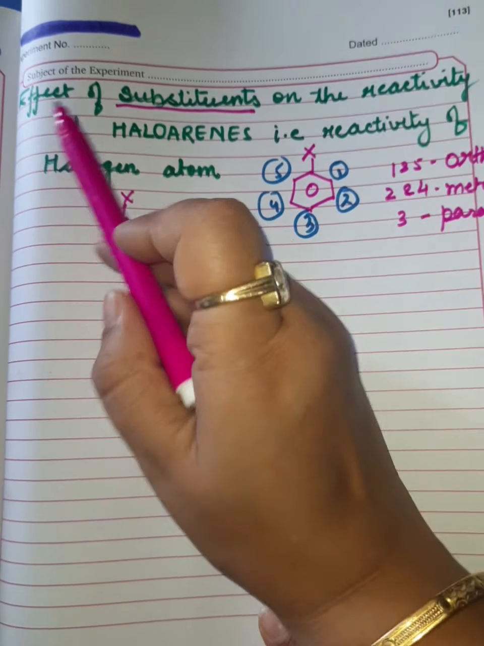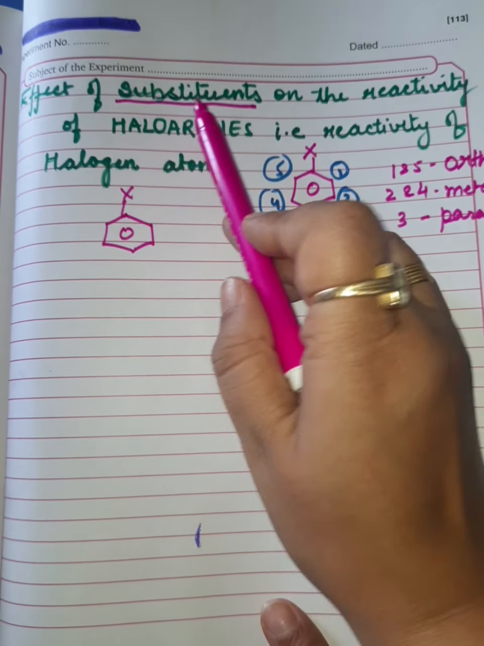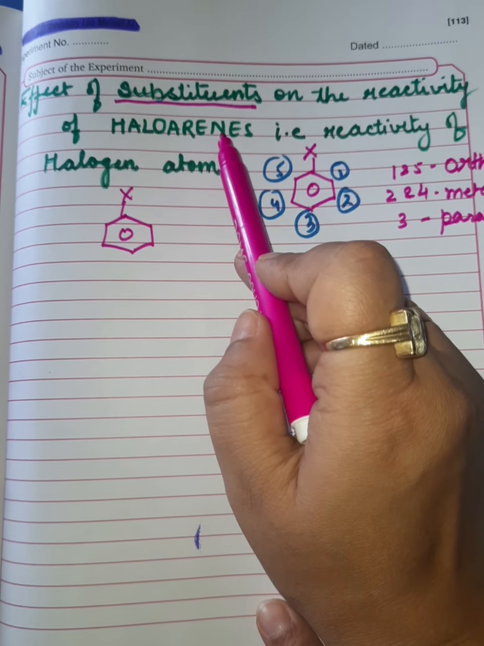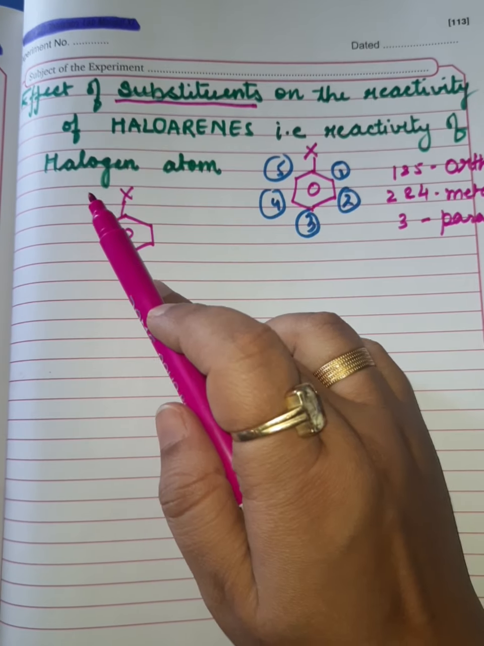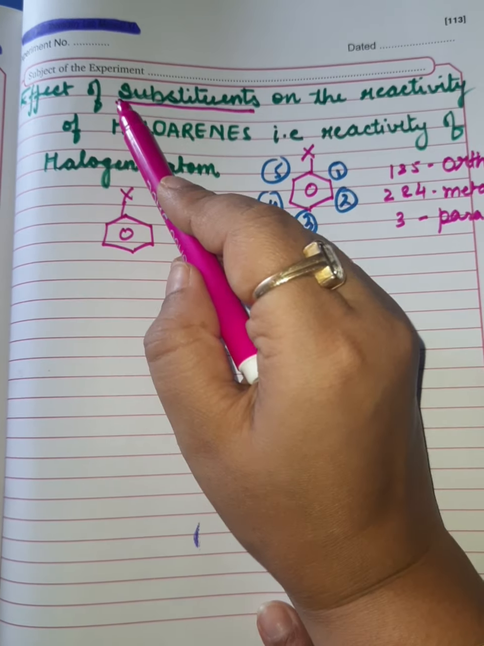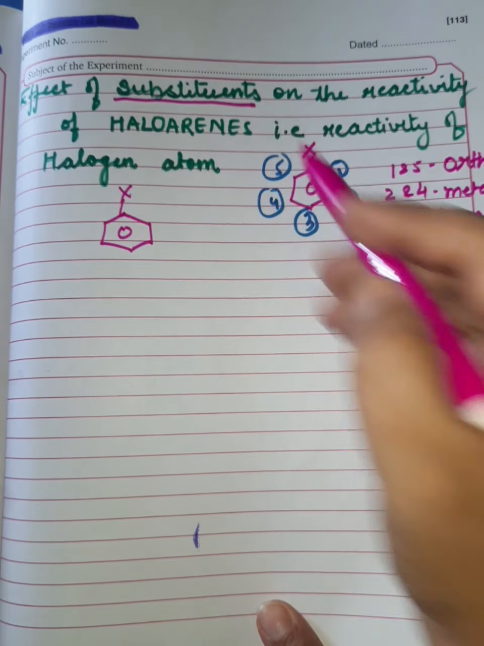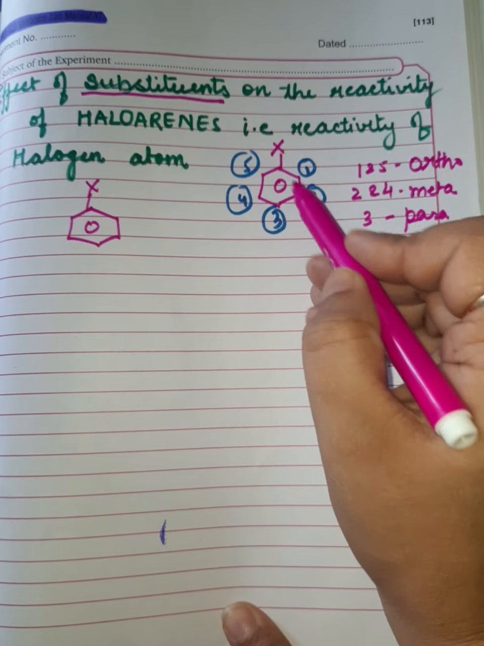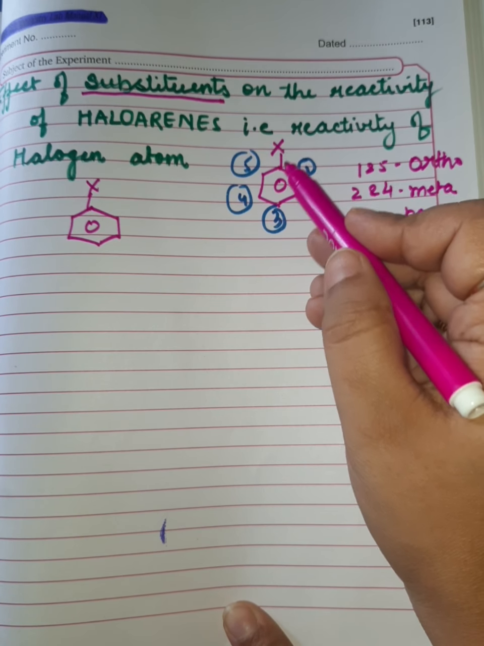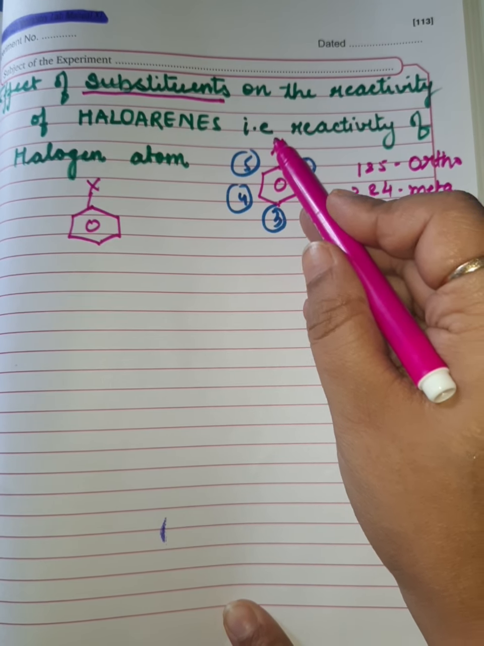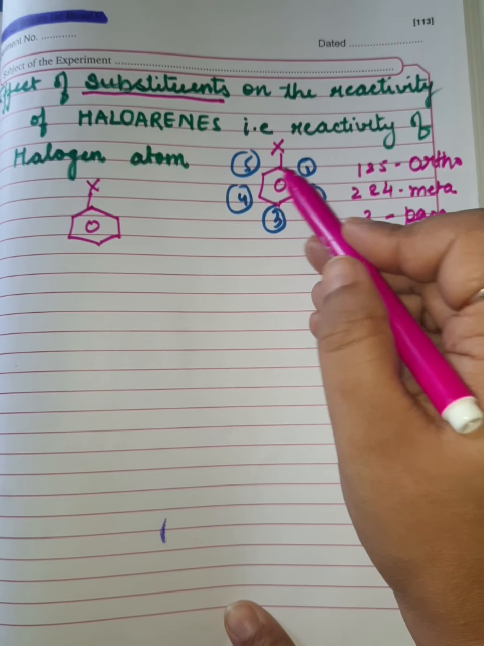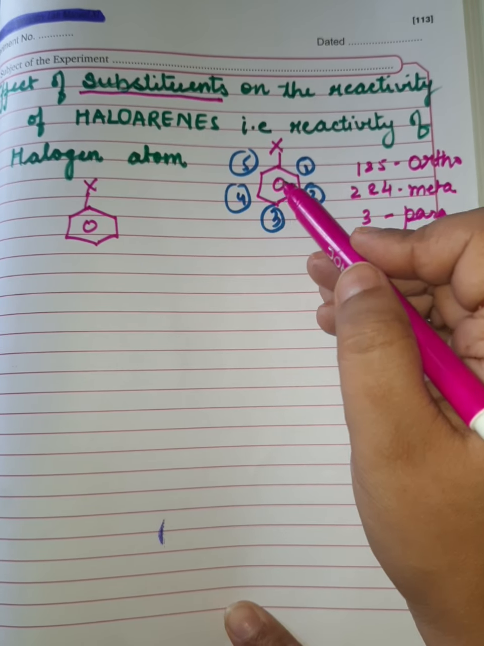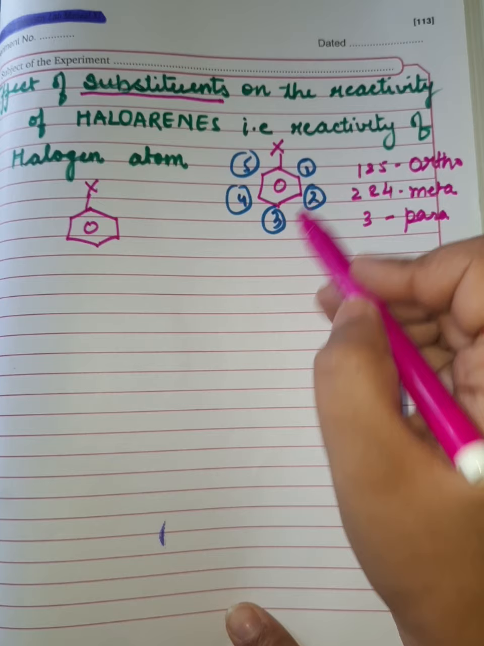Hello dear students, this video is related to the effect of substituents on the reactivity of haloarenes, that is, reactivity of the halogen atom. What is the meaning of substituent? To understand that, let's have a look at this simple diagram, this simple picture. This is a molecule of haloarene. In addition to the presence of X on the benzene ring, benzene nucleus, we can have additional following positions.